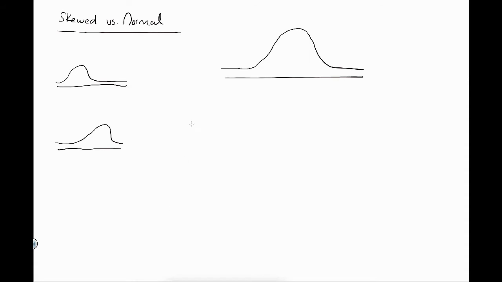First of all, our data could skew one way or the other. So this is an example right here of a graph that skews to the right. The graph down here would be an example of data that's skewed to the left.